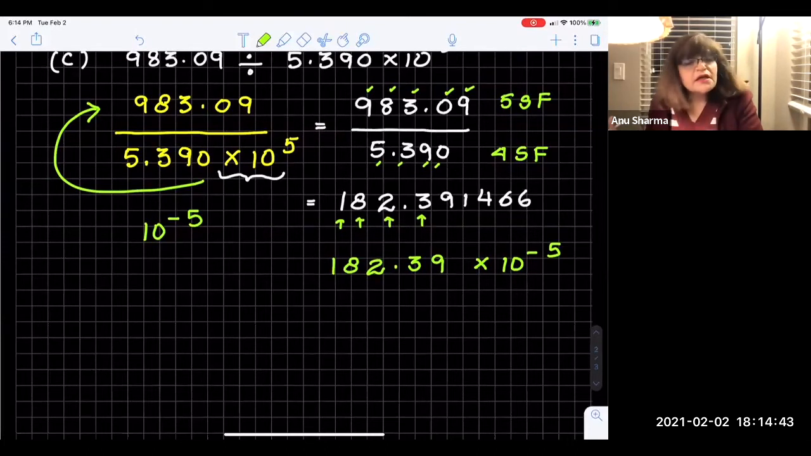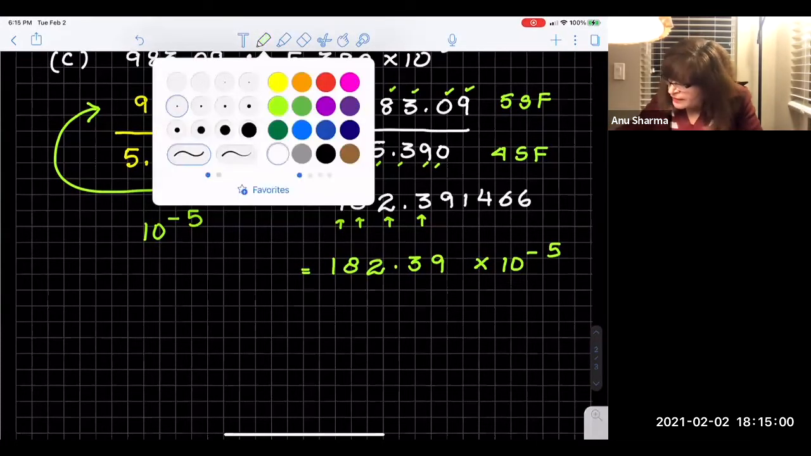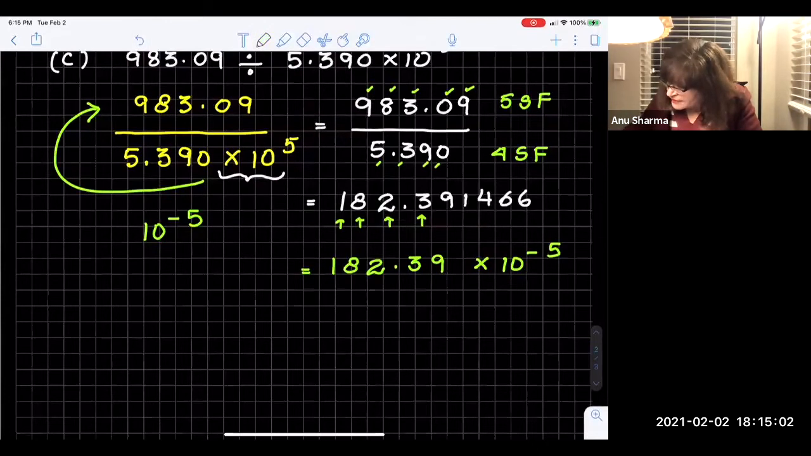Now the question is asking you many things here. One is the correct number of significant figures. The second is to write it in scientific notation. So right now, the answer as you see it is not in scientific notation. It's just the raw numbers we added. Now we are going to move this.